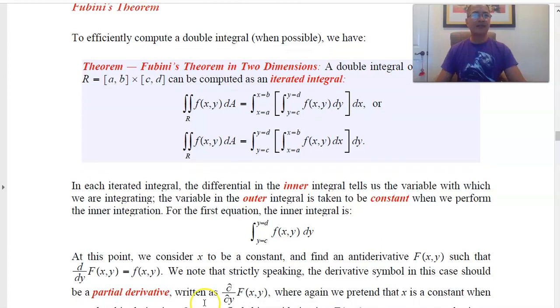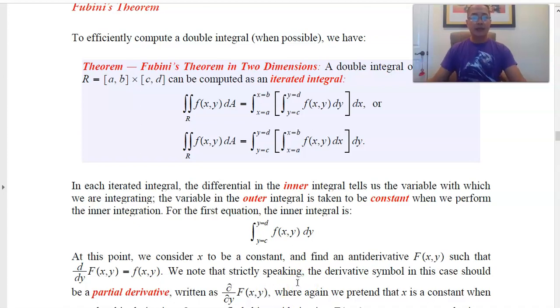Okay, this derivative symbol is actually inaccurate. What we really should have is what's called a partial derivative. So we want a function, capital F, whose partial derivative with respect to y is our integrand, little f of x,y. When we perform this derivative, we pretend that x is a constant, because we are integrating with respect to y. That might bother you for a few minutes, but rest assured, you will get the hang of it very quickly with just a little bit of practice.